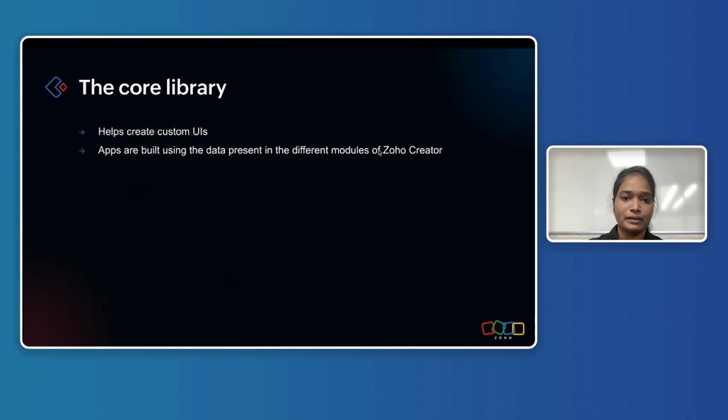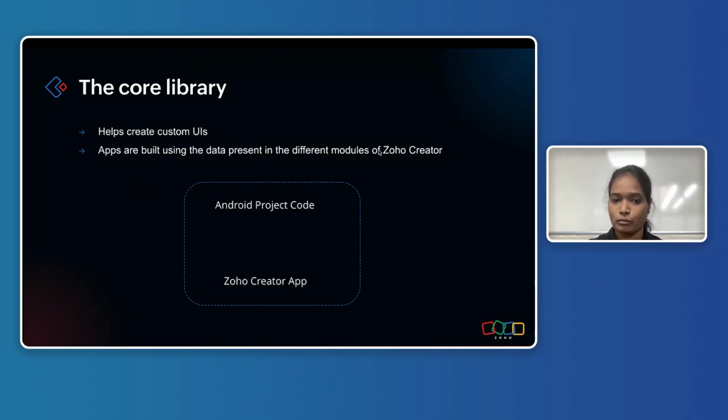Whatever apps we are building, the data will be present in different modules of Creator. So let's understand the building approach. We have the Creator application and you are writing the Android project code. In order to fetch or perform the CRUD operations inside the Creator app using your Android project code, we have the Zoho Creator Core SDK as a mediator, which will bridge the gap. This is about the core library.